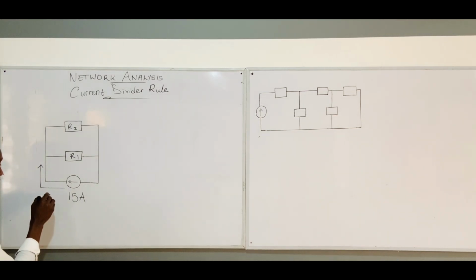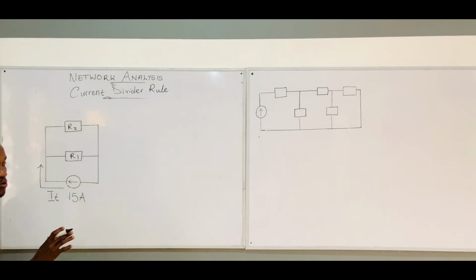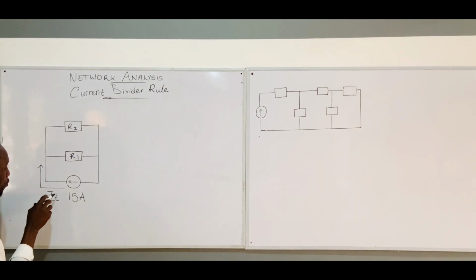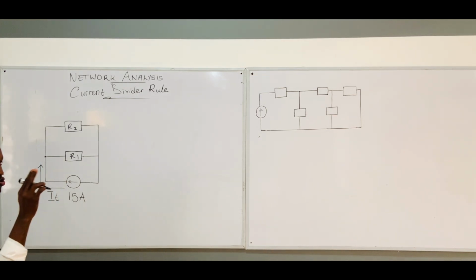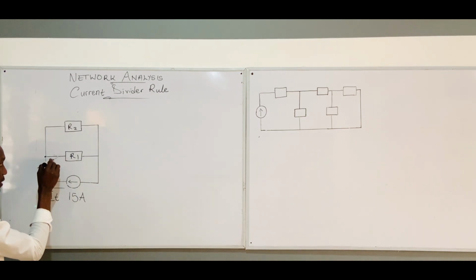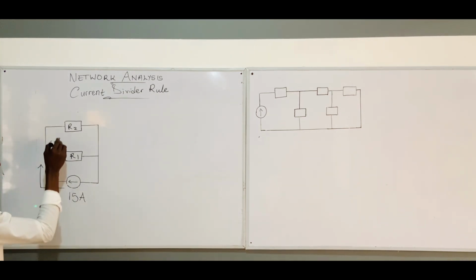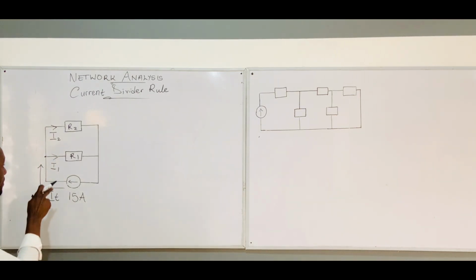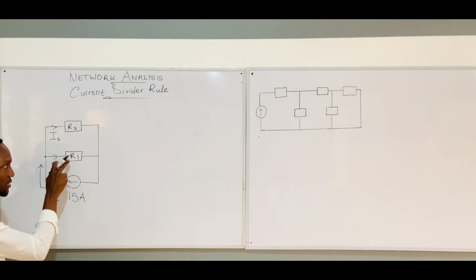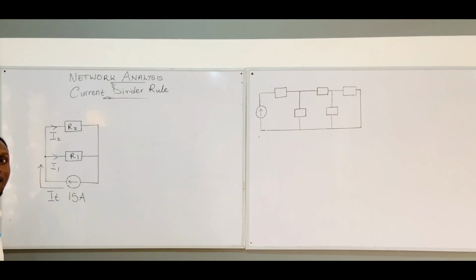Let us call this current IT, which is known as the total current. The next thing is that when IT reaches this node or junction, it will split into 2 using Kirchhoff's current laws. One will pass here, let's label that one I1. One will also pass here, let's label this one I2. Now, do we get the concept? Very good. If I want to find the current passing through this side, which is branch 1, how do I find it?